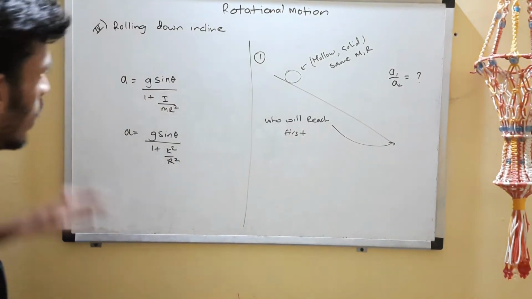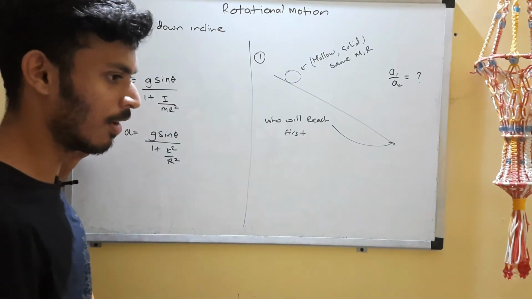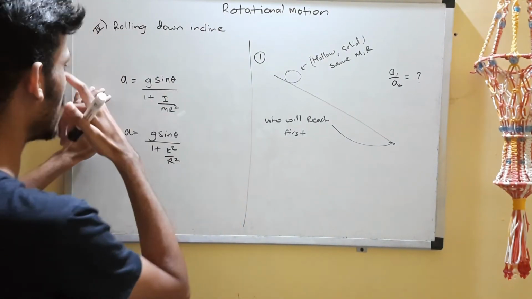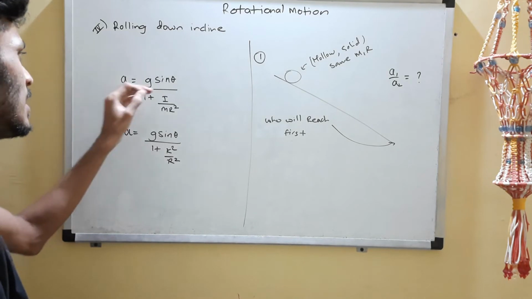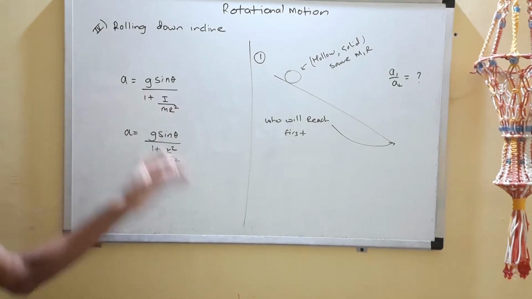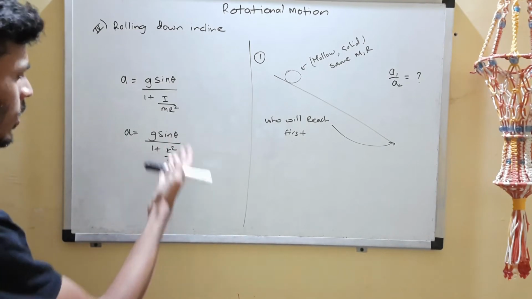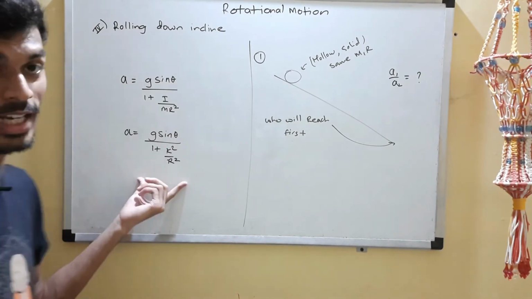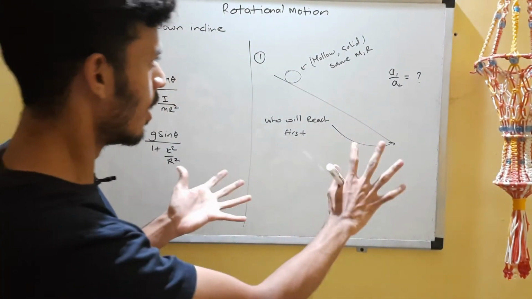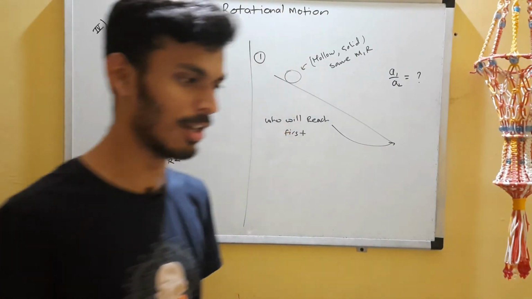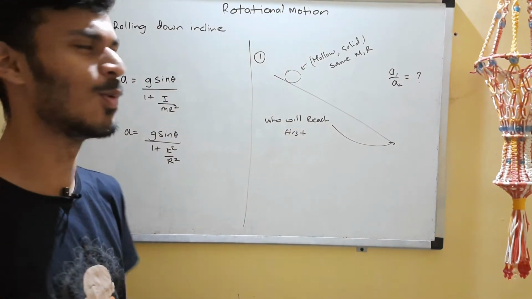Now, the only formula that we are supposed to know in this case is the acceleration formula, which is g sine theta upon 1 plus I by m r square. The letters have their usual meaning, or you can write it in terms of radius of gyration. Just for a demo, this is a question from 2020, I guess.